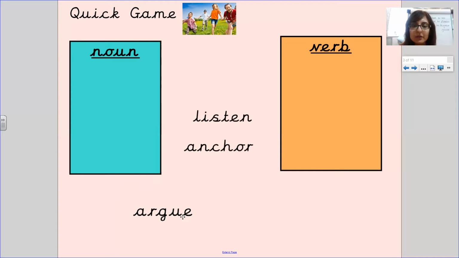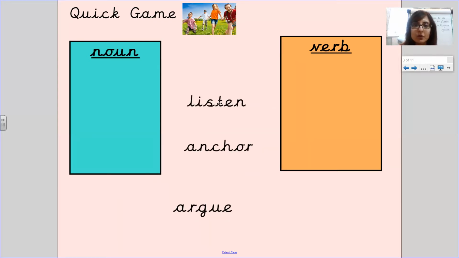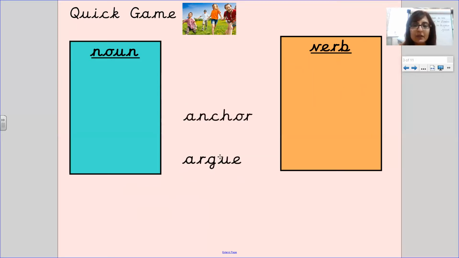Listen, here we go, we've got the word listen. Are we going to put listen into a verb or are we going to put it into a noun? Have a think. Jump to the side you think that we should put listen in. Is it a noun? No, it's not. Listen is a verb, you do it with your ears, hopefully. Right, anchor. So Dan had an anchor and he tied it around himself to hold the boat in place, or to hold the moon in place even.